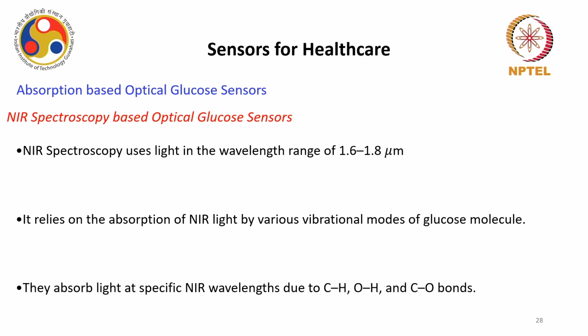Okay. The NIR spectroscopy uses light in the wavelength of 1.6 to 1.8 micron. Please note that when I am saying 1.6 micron to 1.8 micron, I am strictly talking about the glucose sensor. Otherwise, the NIR spectroscopy can utilize any wavelength from say 700 nanometers to even 2.5 micron and sometimes even beyond that.